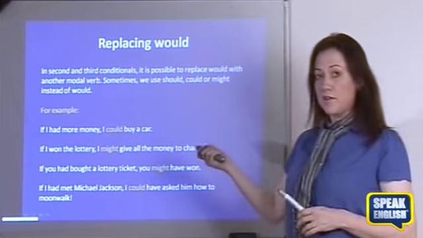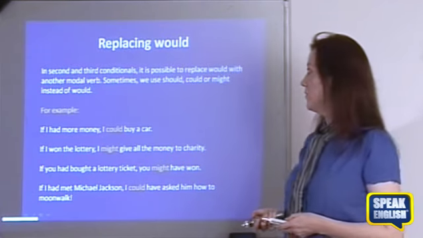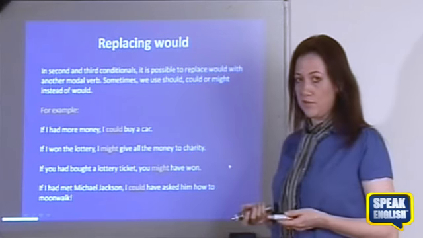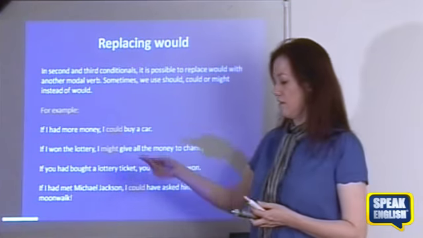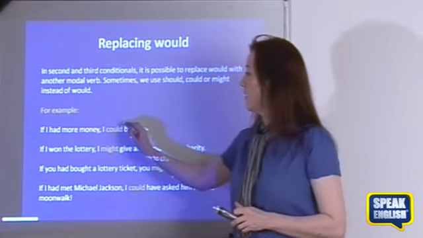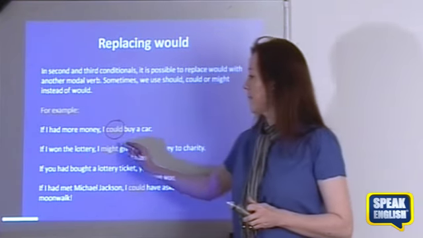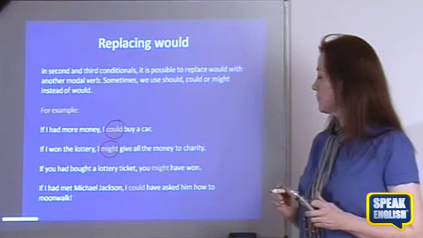Now in the second and third conditionals, it's possible to replace would with another modal verb. We can use should, could, or might instead of would. For example, if I had more money, I could buy a car. If I won the lottery, I might give all the money to charity.